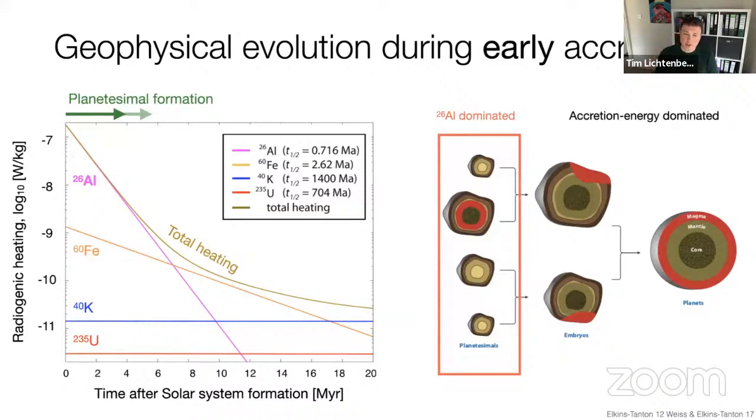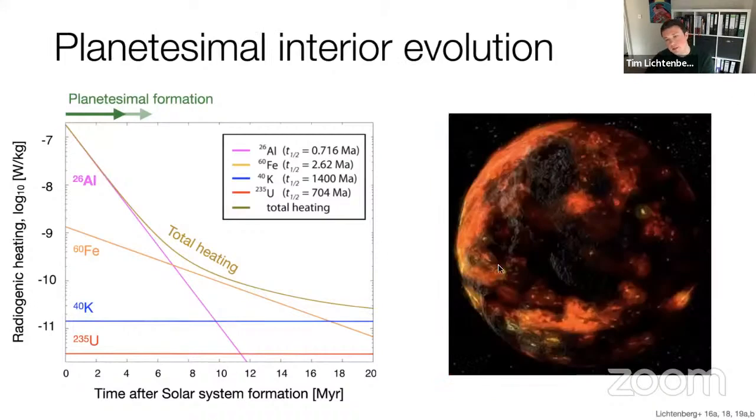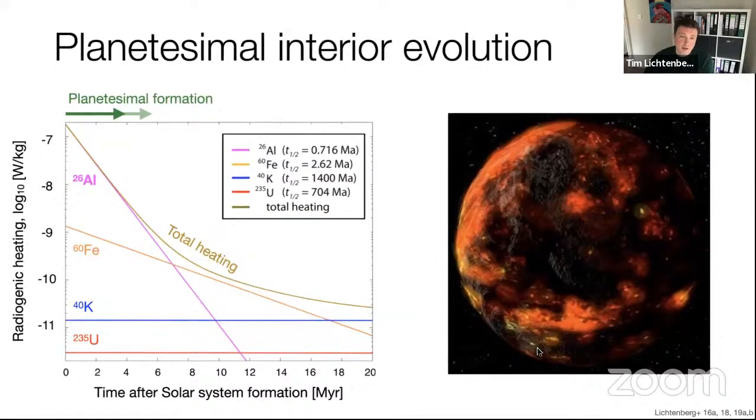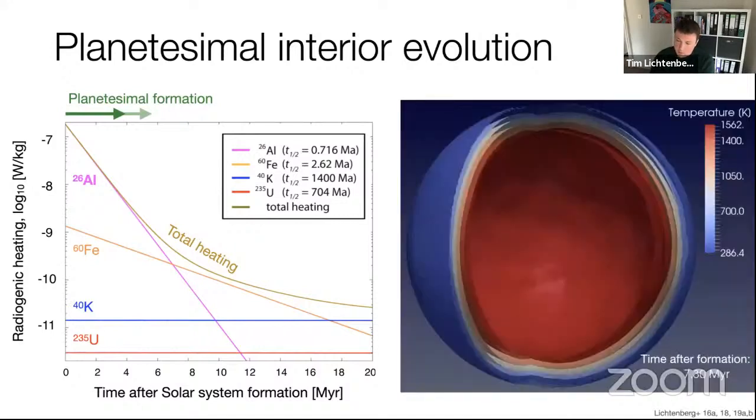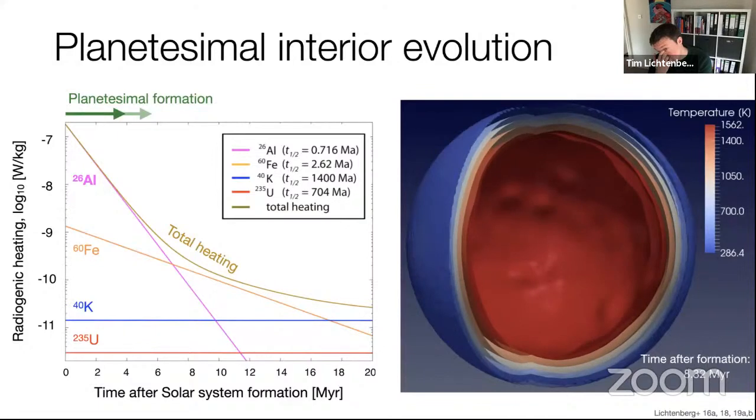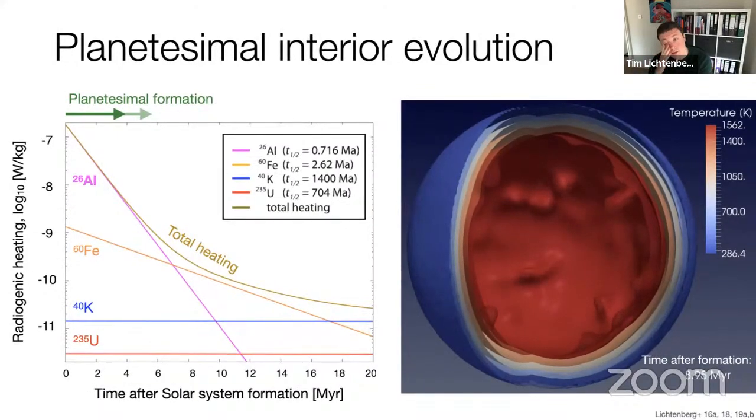And this is so energetic, in fact, that it heated planetesimals that formed during the first 2 million years of the solar system or so, to the extent of silicate melting and degassing of primordial volatile content. And we can make computer simulations of this. This is based on a simulation code that is developed at ETH.